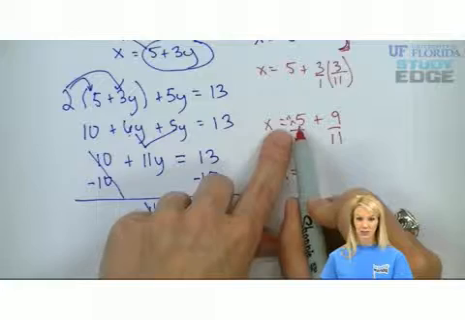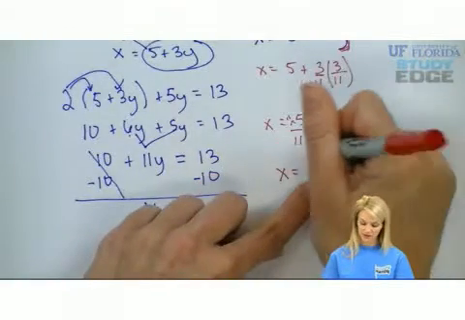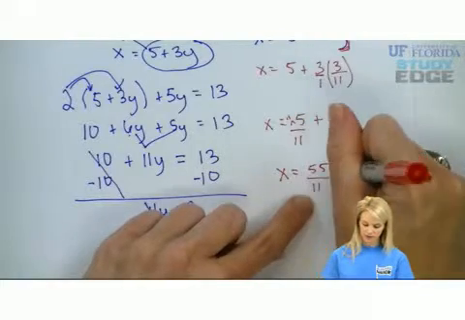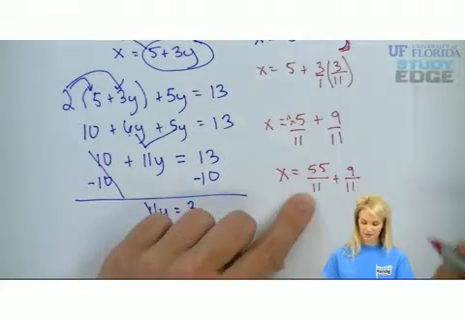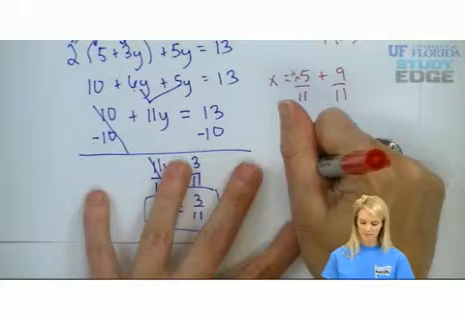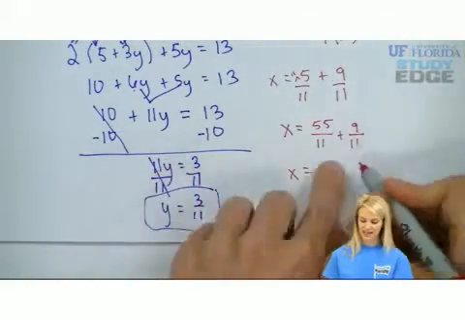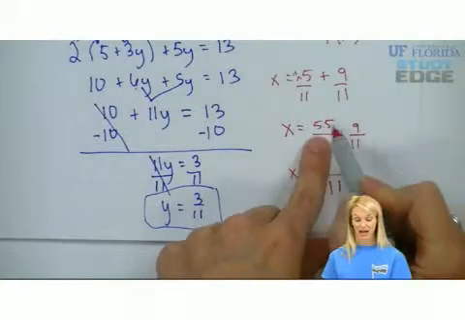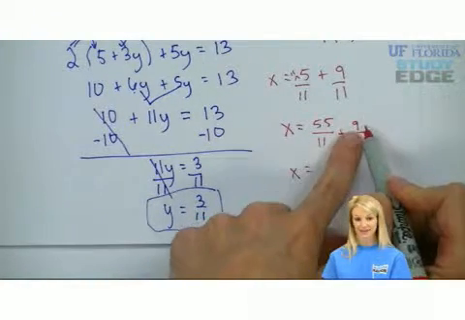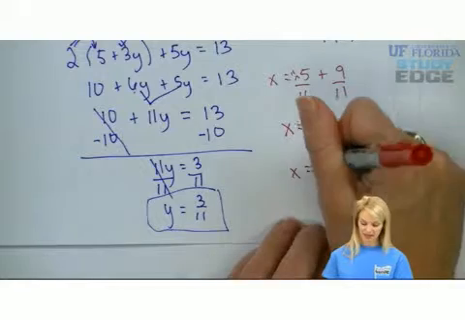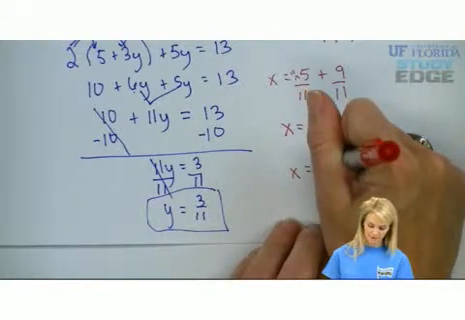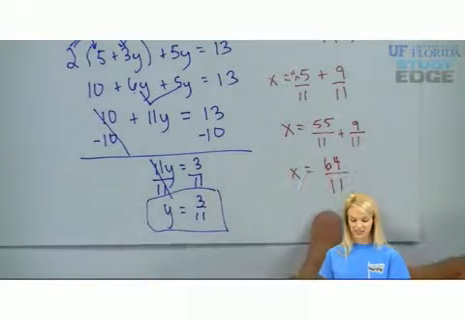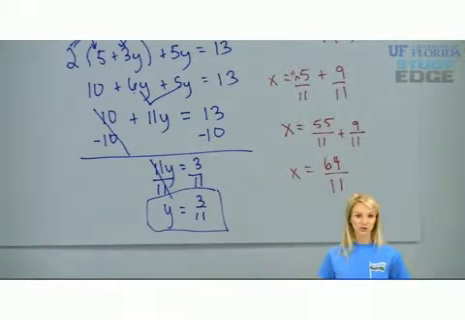Well, 11 times 5 is what? 11 times 5 is 55. So it's the same thing as saying 55 over 11 plus 9 divided by 11. Let's see what we get. When I'm adding fractions, I keep the denominator the same. So I have an 11 on my bottom, and I add the top. I'm going to add my numerators. What's 55 plus 9? 55 plus 9 gives me 64. So I get my final answer. x is 64 over 11. y is 3 over 11.